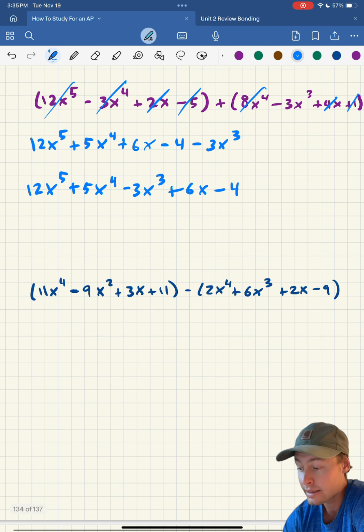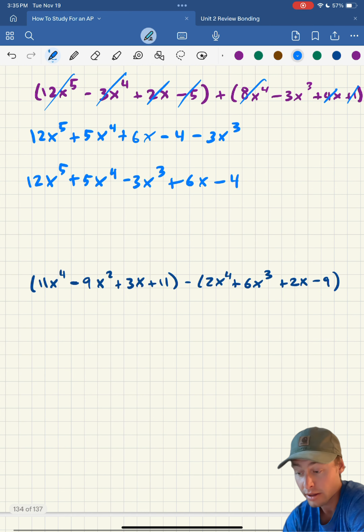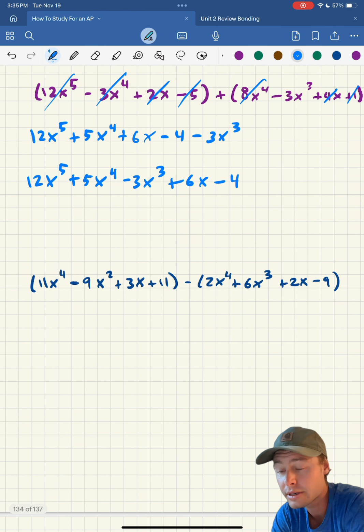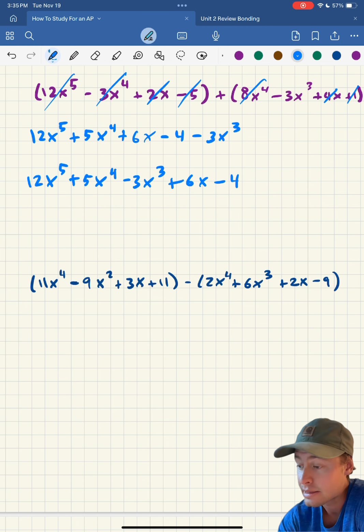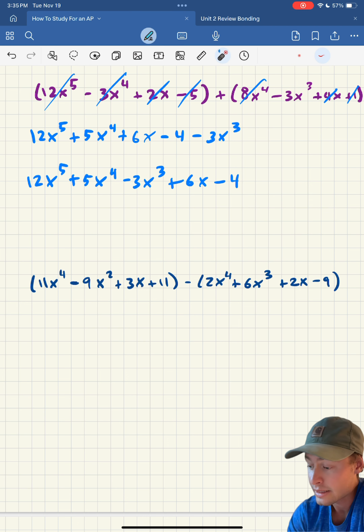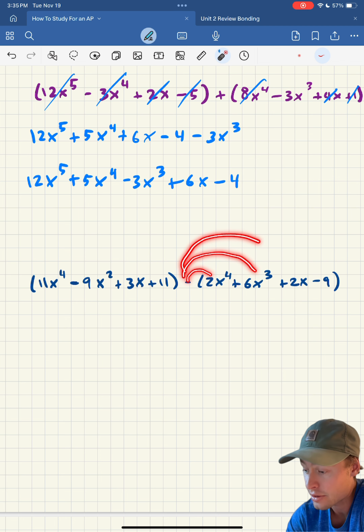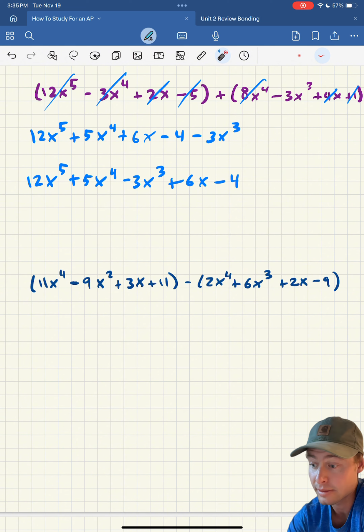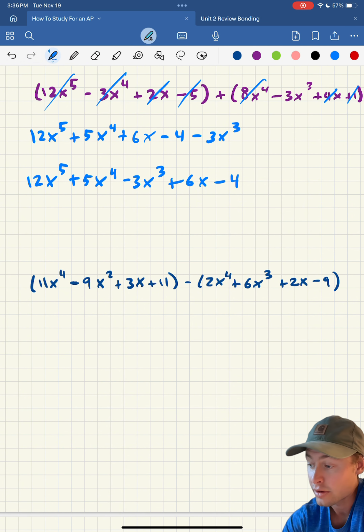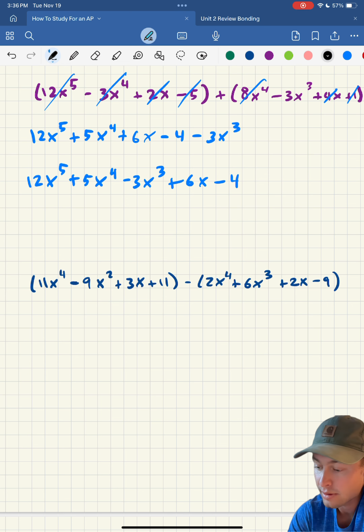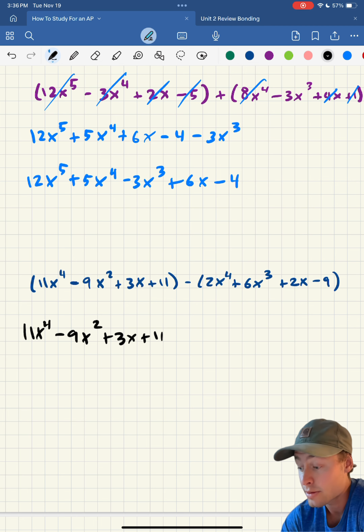All right, this next one, I'm subtracting these two polynomials. Okay, so when you're subtracting polynomials, I feel like the easiest way to go about it is to look at the negative sign before the second polynomial and just distribute that negative to every term inside the parentheses. Okay, so what does that look like? So I'm just going to rewrite my first polynomial, 11x to the fourth minus 9x squared plus 3x plus 11. And then I'm going to distribute that negative in.